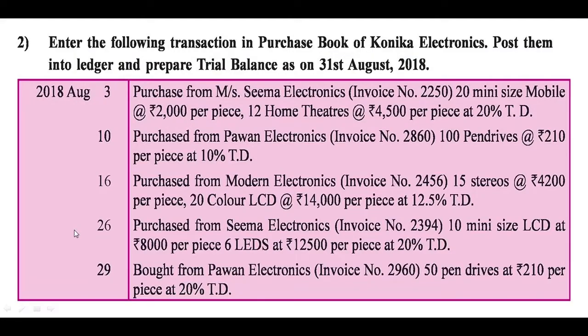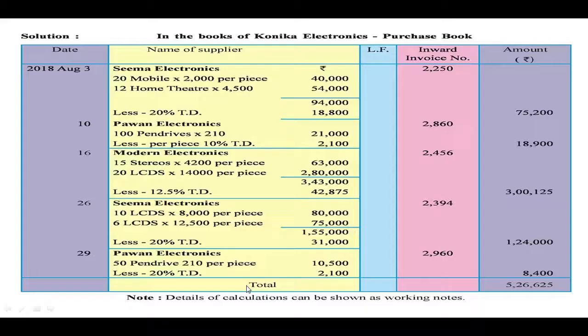The last transaction, 29th August, bought from Pawan Electronics, invoice number 2960, 50 pen drives at the rate of 210 per piece at 20% trade discount. Date is written here. Then Pawan Electronics, name of the supplier and details of the transaction, that is 50 pen drives at the rate of rupees 210 per piece.